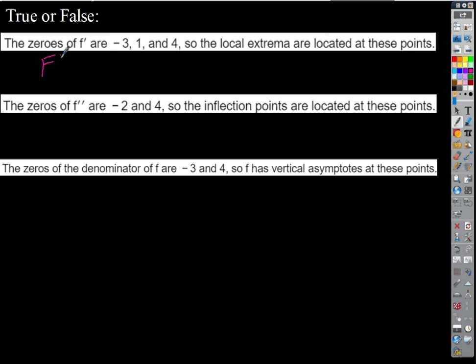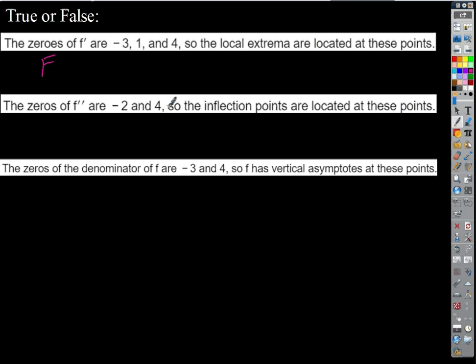Okay. Now what about this one? The zeros of the second derivative are -2 and 4. So those are definitely inflection points. Raise your hand, true or false? Taylor, what do you think? Does that mean it has to be true? Is it possible that you could have zeros of the second derivative that are not inflection points?